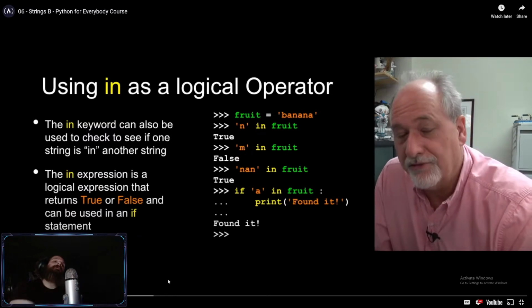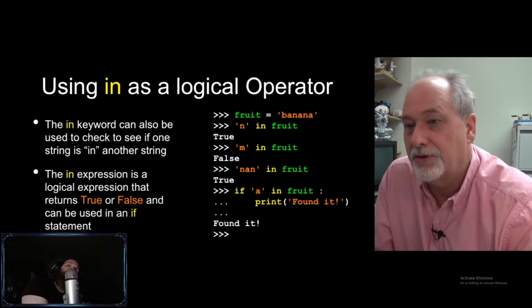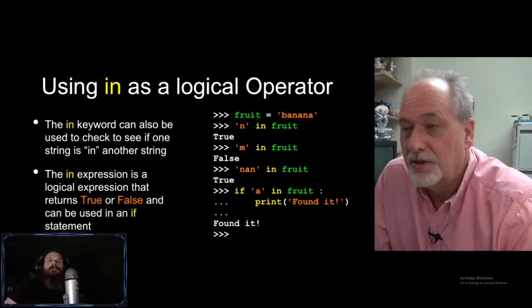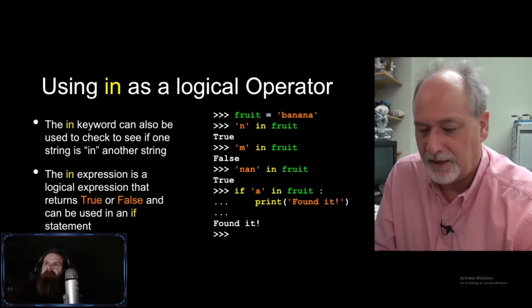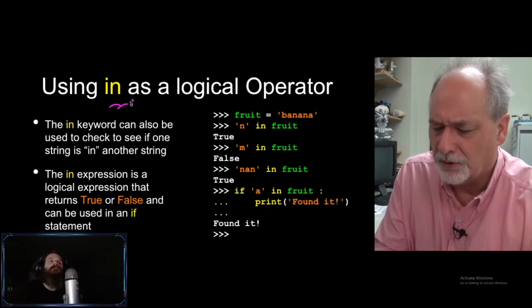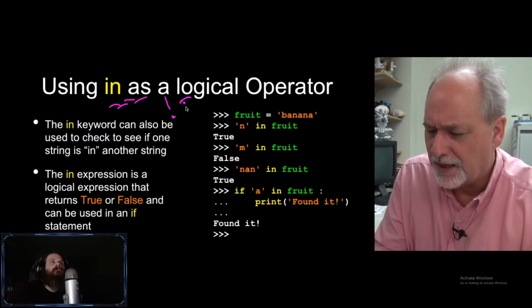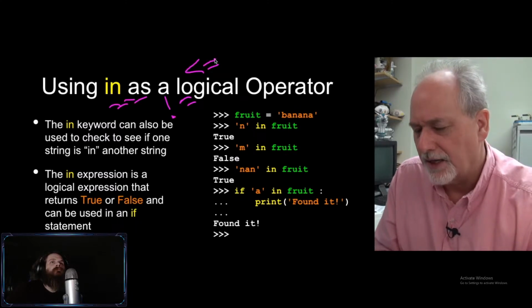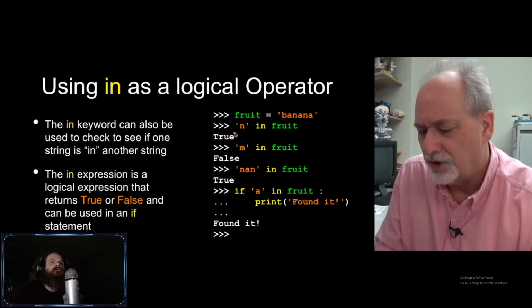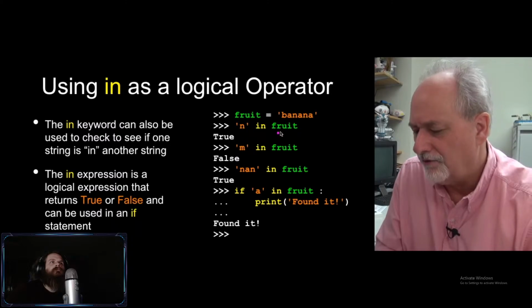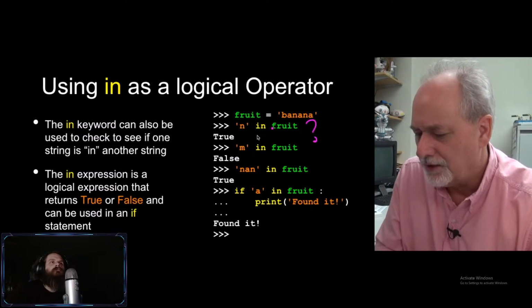We can use "in" differently as a logical operator. We're using it as an iteration structure in for loops, but we can also use it as a logical operator in if statements. So it's kind of like the double equals or not equals or less than or equals. It's like those guys, and so it returns a true or a false. Is n in fruit? That's a question, and the answer is true.